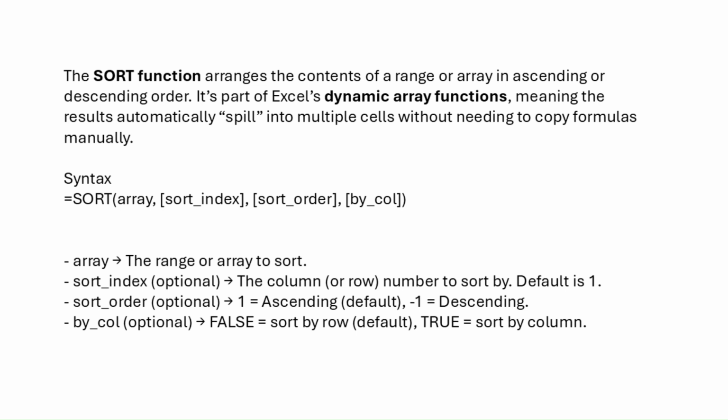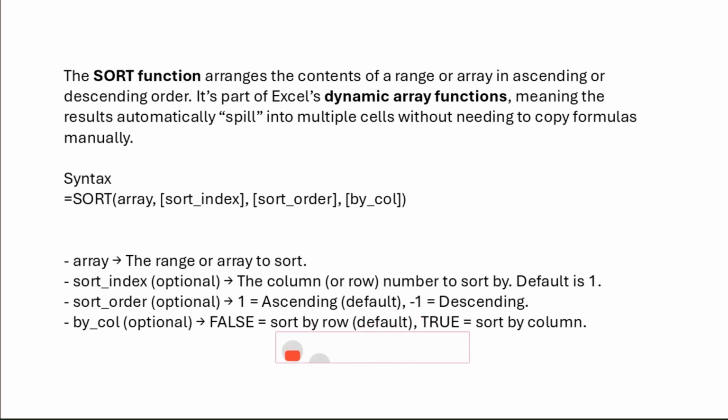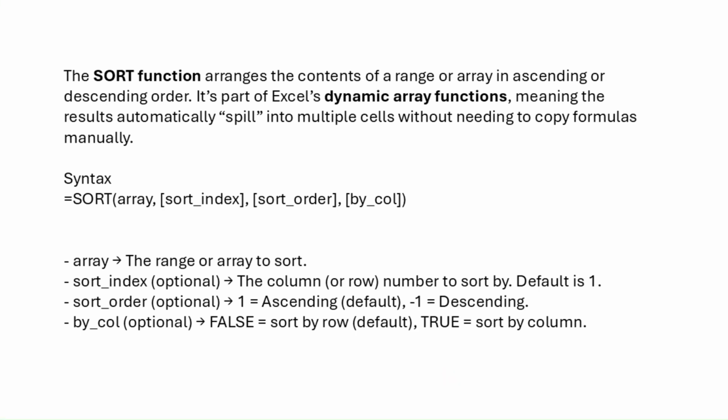Syntax: =SORT(array, sort_index, sort_order, by_col). Array: the range or array to sort. Sort index, optional: the column or row number to sort by. Default is 1. Sort order, optional: 1 equals ascending, default; -1 equals descending. By col, optional: FALSE equals sort by row, default; TRUE equals sort by column.